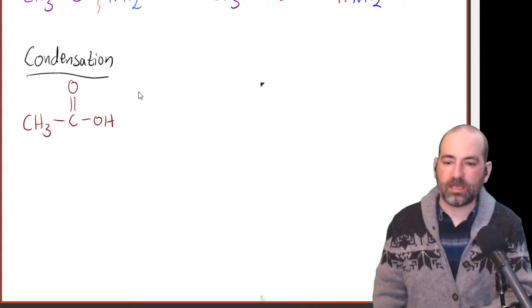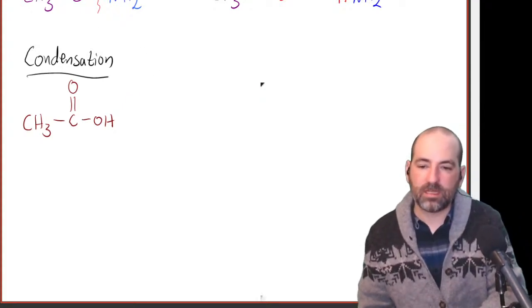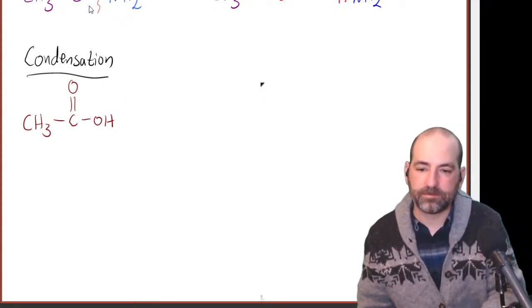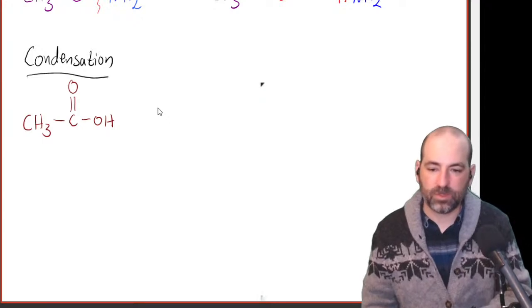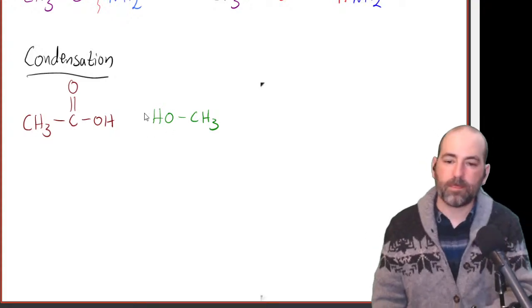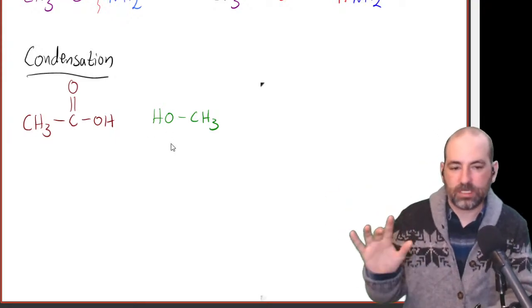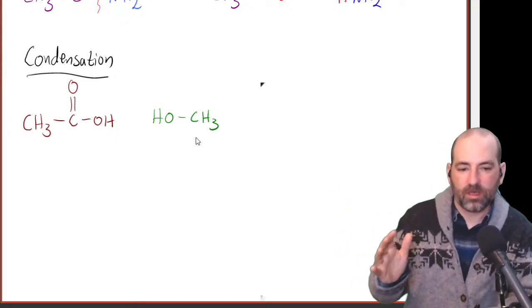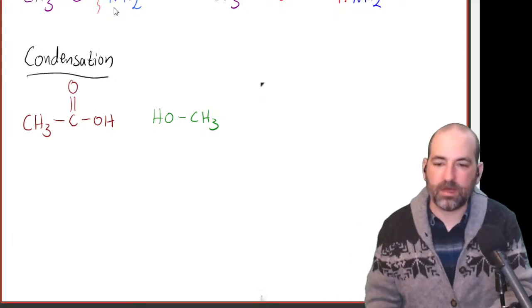So here's my acetic acid. And to that acetic acid, I'm going to add some methanol, which is CH3 with an OH there. And I drew it kind of backwards so that the two OHs can be together, but normally we would just draw this CH3OH, but same idea.